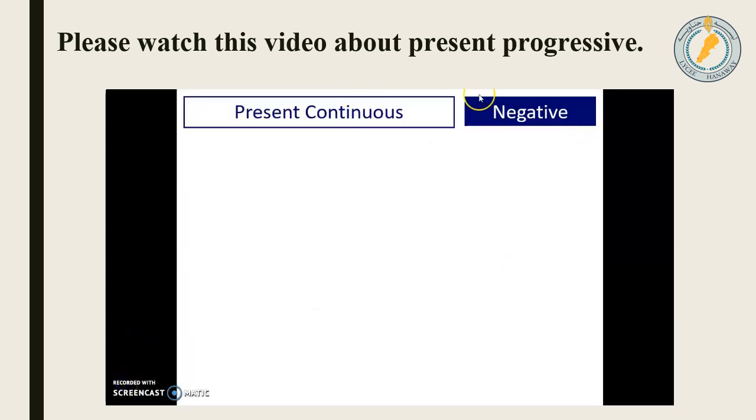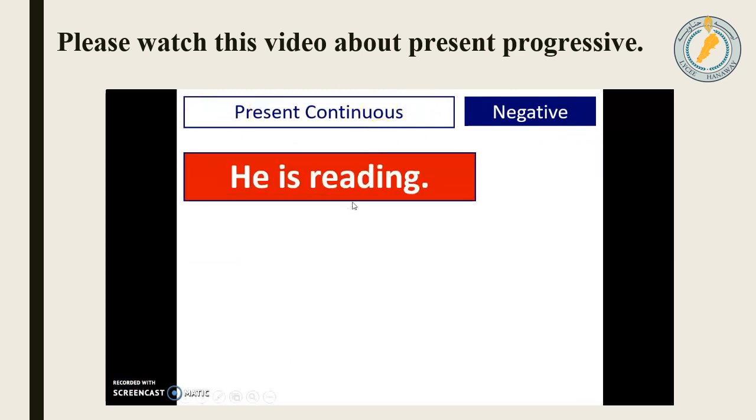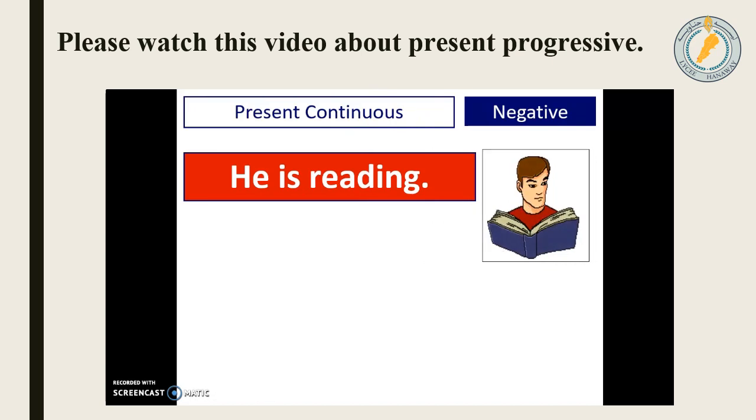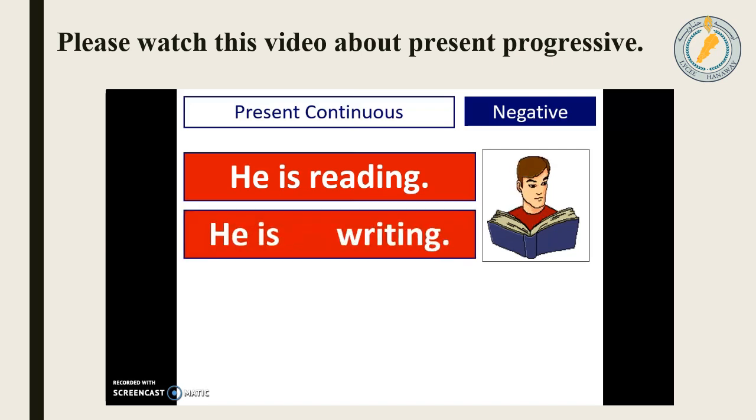Now, let's see the negative form of the present continuous. He is reading. Is he reading? Yes, he is reading. He is writing. Is he writing? No, he is not writing. He is reading, right? So, he is not writing.